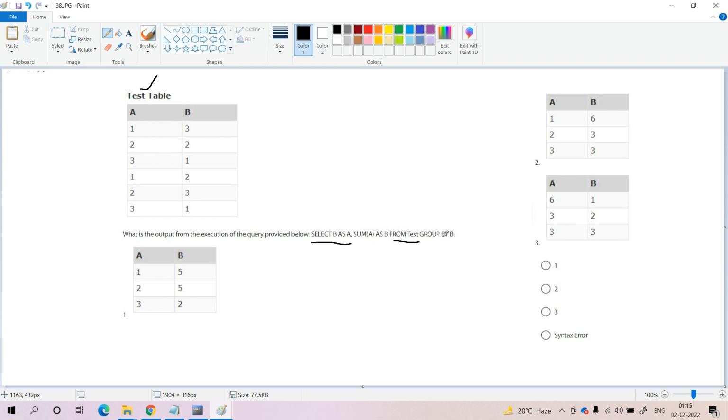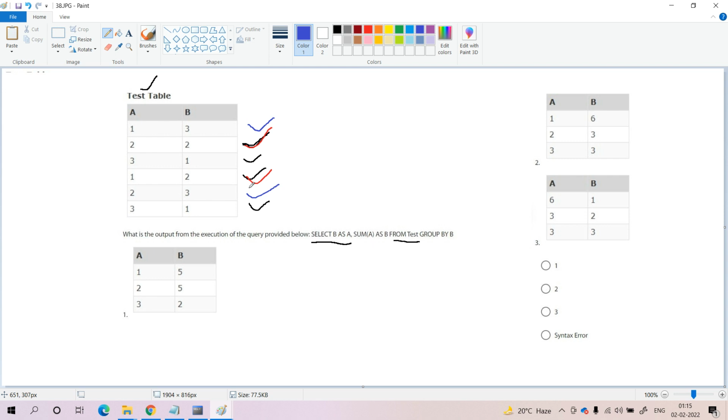So in the B column, try to group all the elements. Totally 3 groups are there. What are the 3 groups? This is the first group. What is the second group? The second group is this one. Let me take some other color. What about the third group? This is the second group, and coming to the third group, this is the third group.